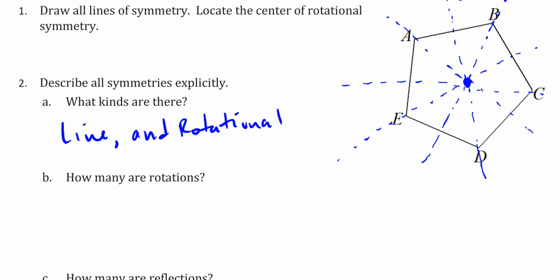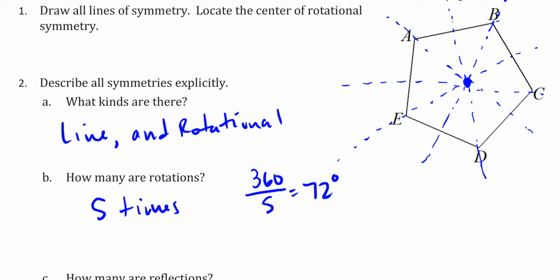How many are rotations? Well, since I have 1, 2, 3, 4, 5 points, I can rotate 5 times. And if I use the rule from class, if I do 360 divided by 5, that gives me 72 degrees. Meaning every 72 degrees, I would get the same exact picture. A would become E, E would become D, and we'd keep rotating around.